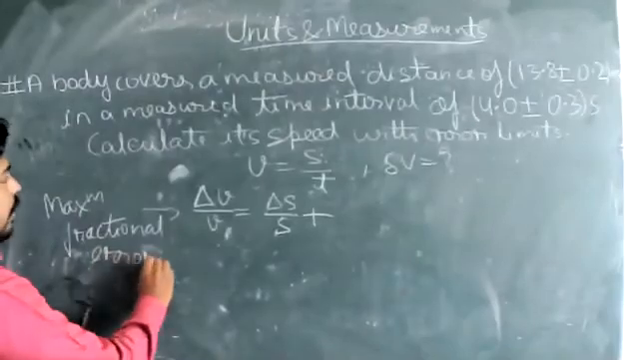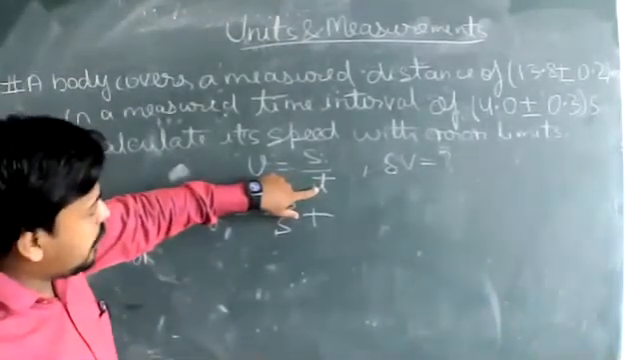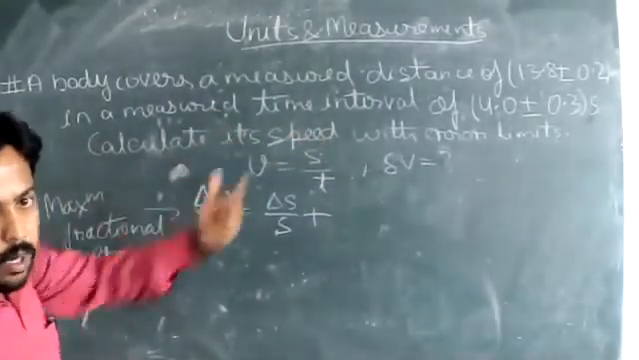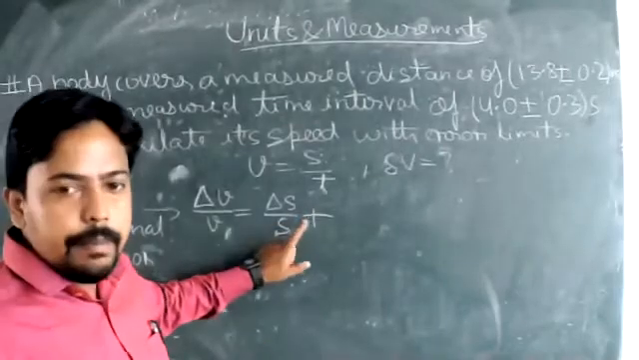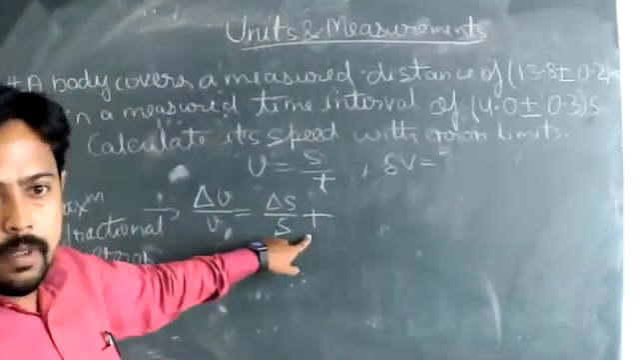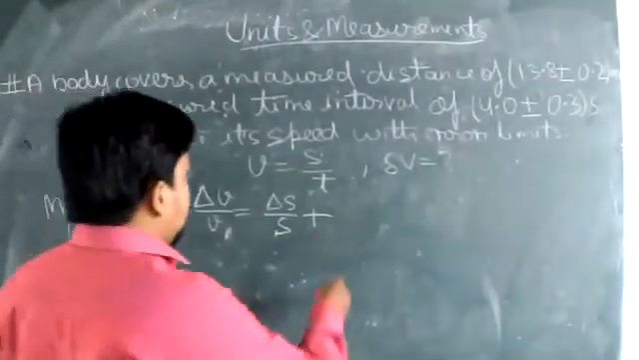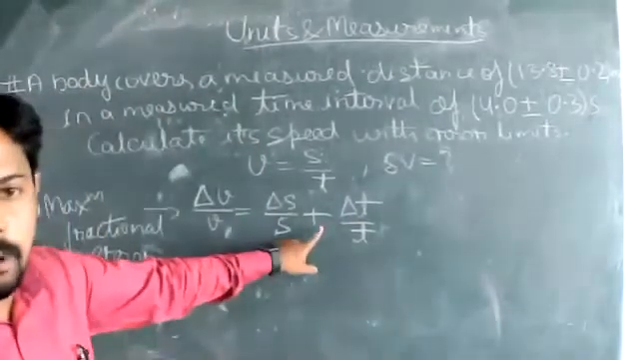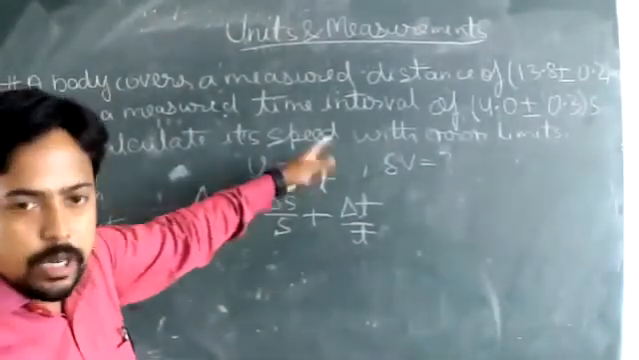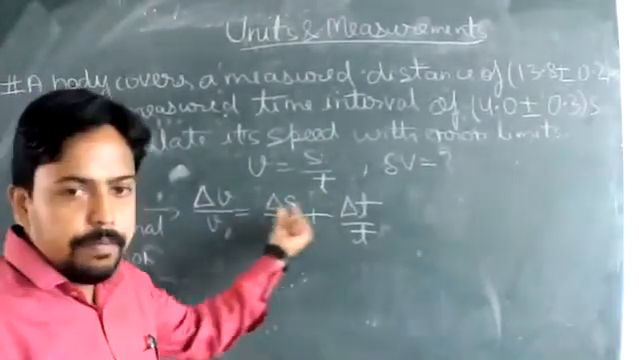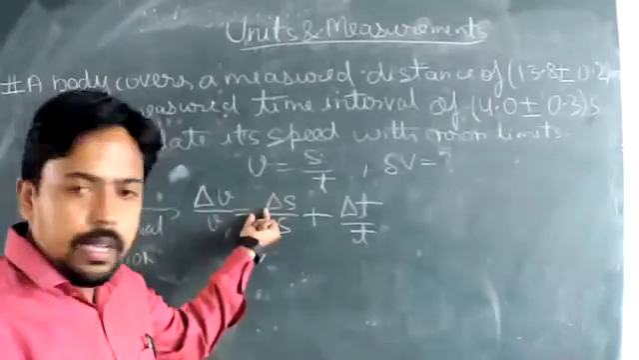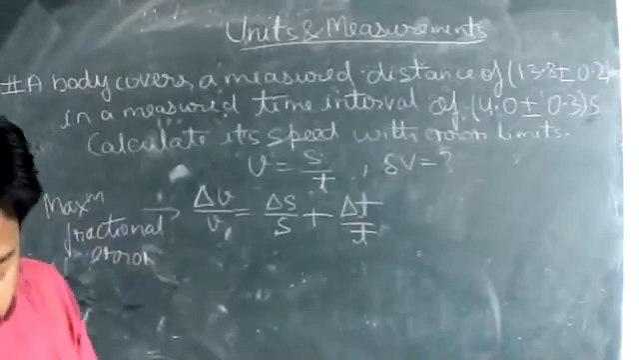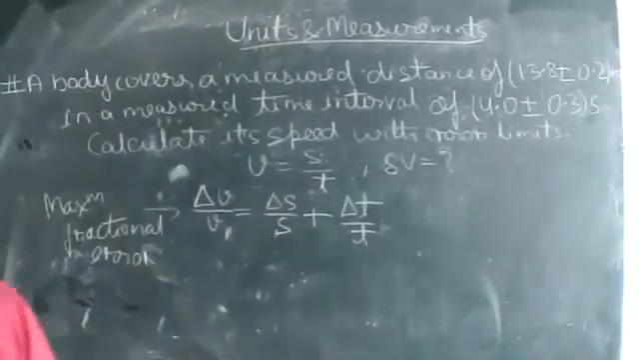We know that when this t goes in the numerator, it will result into t to the power minus 1. And if we take log on both sides, then a negative sign may come here. But we are talking about the maximum fractional error, so instead of taking that negative, we take simply delta t upon t with a positive sign. Since these terms do not have any power, there will be no contribution of power before the fractional error of the respective terms.